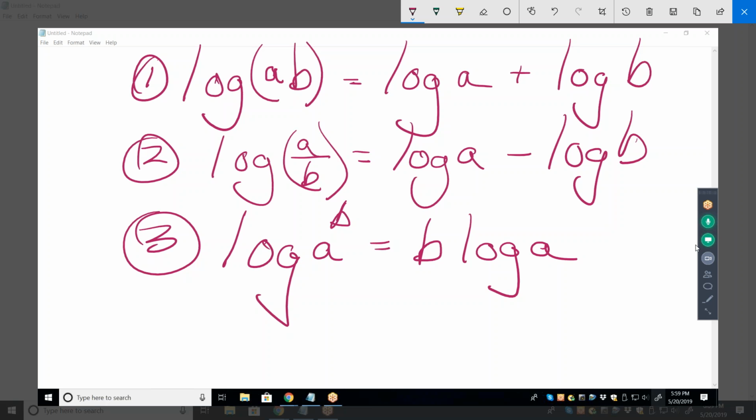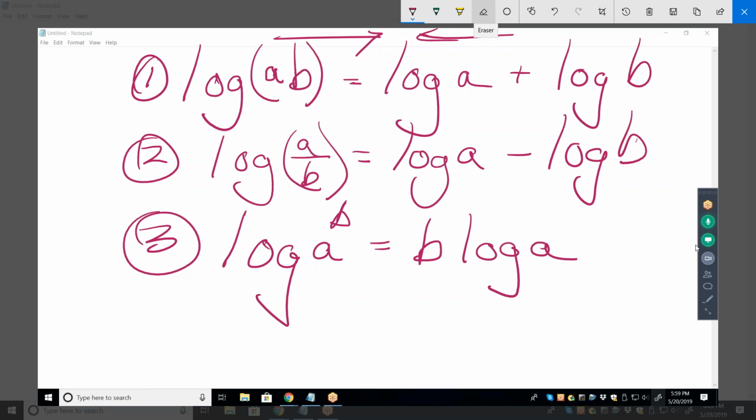Now, you definitely have to know all three of these by heart, but you also have to be able to go both ways. They're going to ask you to expand, which goes that way, and then they're going to ask you to compress, which goes that way. Okay? But these three rules, you have them memorized?